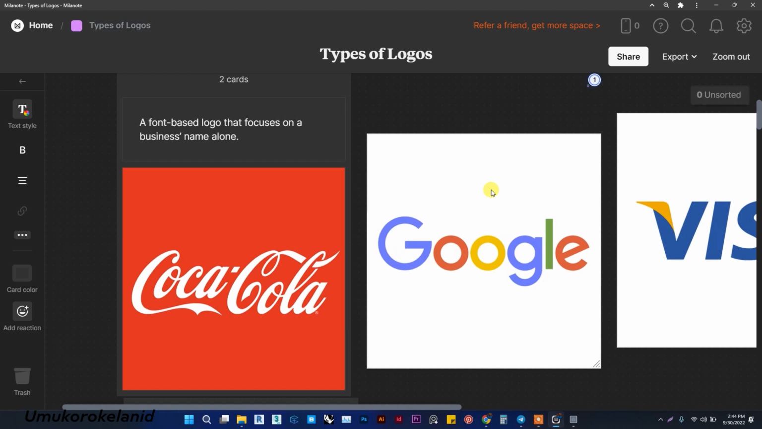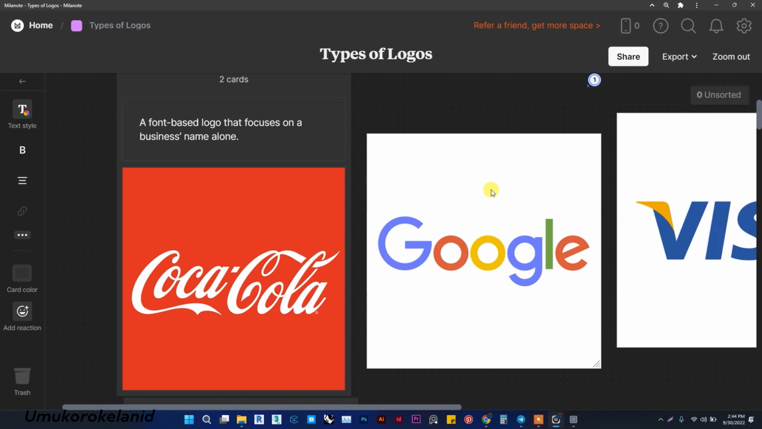This particular type of logo is good if you're a startup, if you're just coming out and you want to be noticed quickly by your name. If you want to get your name out there, you make your name your logo. So that is a perfect example of a logo type.